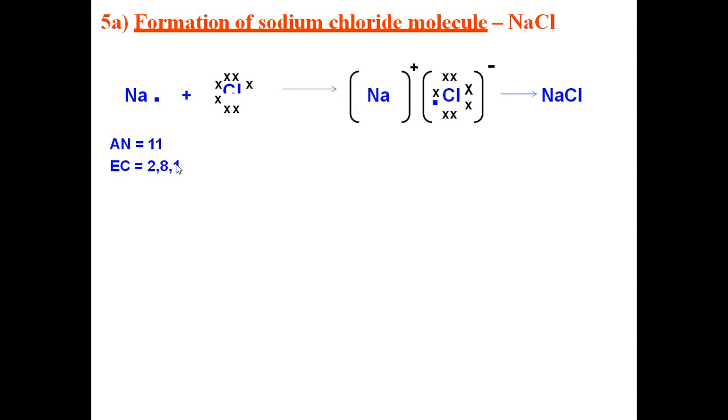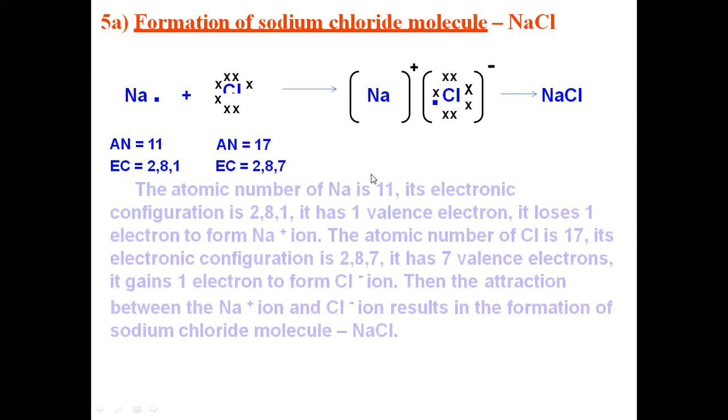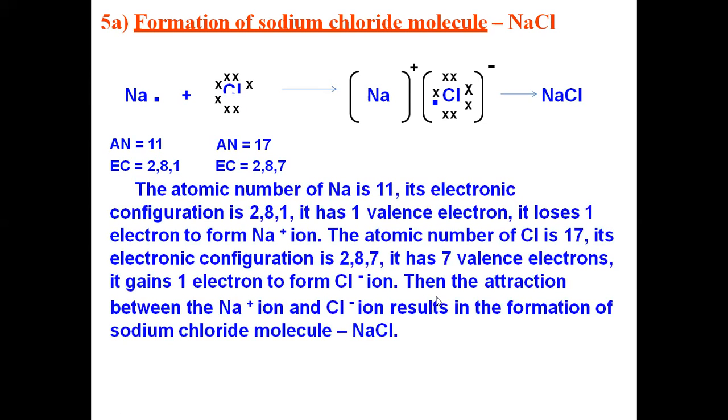Here you can see sodium, the same thing which I told now. Chlorine requires 1 electron, sodium contains an extra 1 electron. So they combine with one another to give NaCl. The atomic number of sodium is 11. Its electronic configuration is 2, 8, 1. 1 valence electron. If it loses it, it becomes Na plus ion. The atomic number of chlorine is 17. By gaining 1 electron, it becomes Cl minus ion. So the attraction exists between the Na plus and Cl minus because both are of opposite charge. And finally, they lead to the formation of sodium chloride crystal.